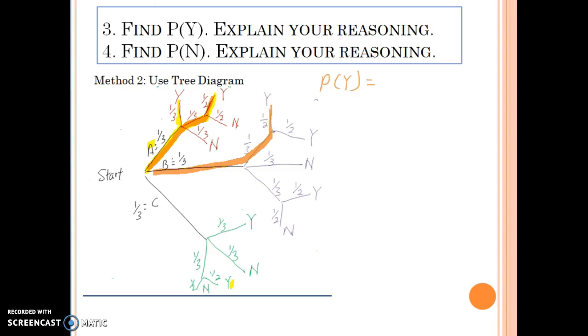Three possible ways. In each possible way, you need to calculate the probability. So let's calculate the first one first. To get to the first yes, I will multiply the 1/3 with the 1/3. So to get to the first yes is 1/3 times 1/3. And then you will add the second possible way, which is 1/3 times 1/3 times 1/2.